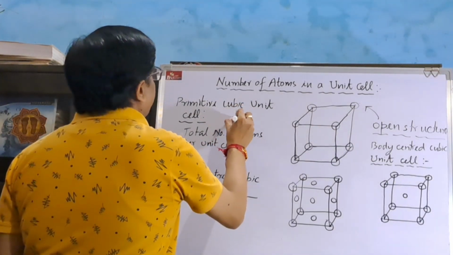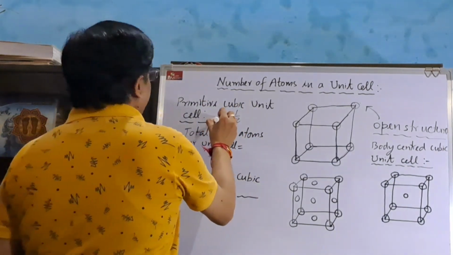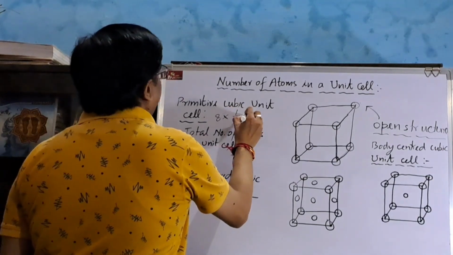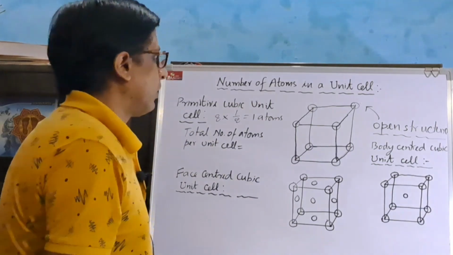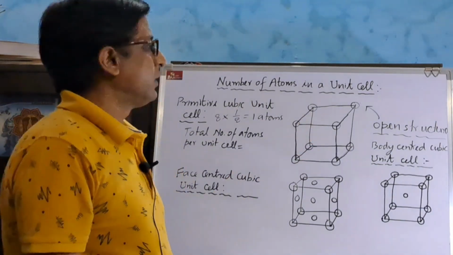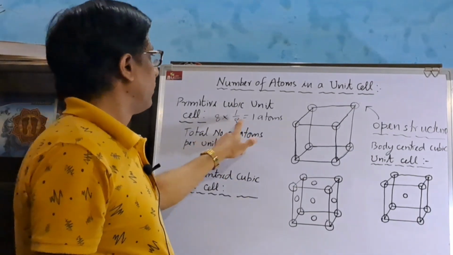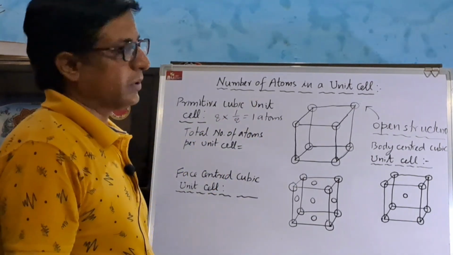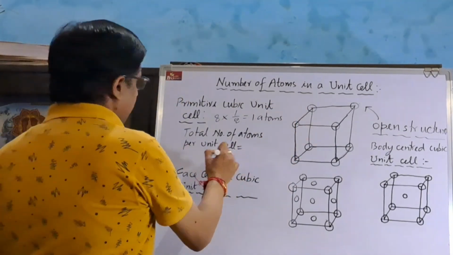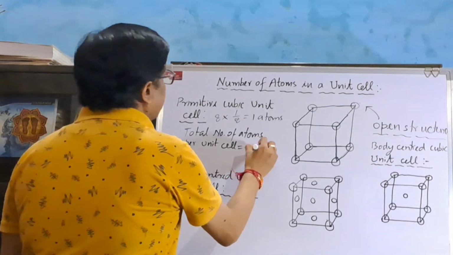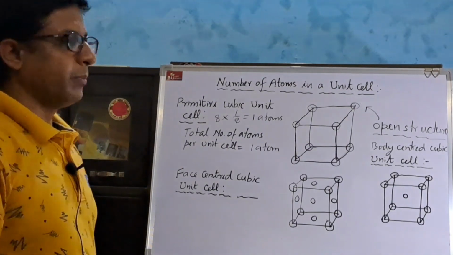Since there are 8 corners, therefore 8 into 1 by 8 is 1 atom. Since the atoms are present only at the corner positions, the total number of atoms per unit cell in case of primitive cubic unit cell is 1 atom.